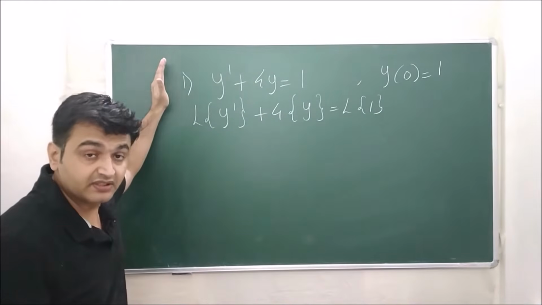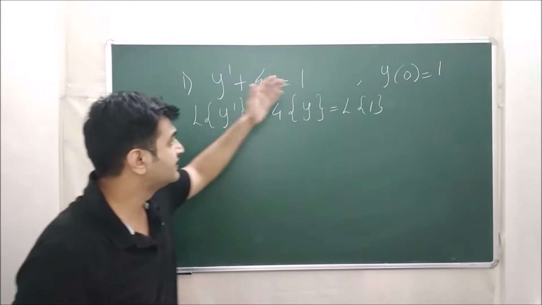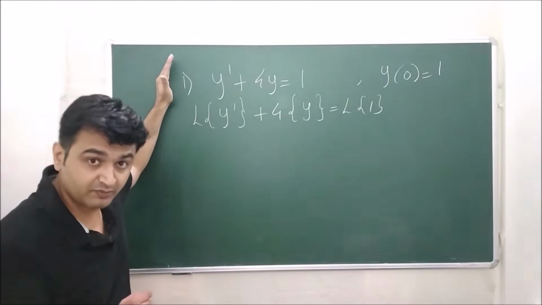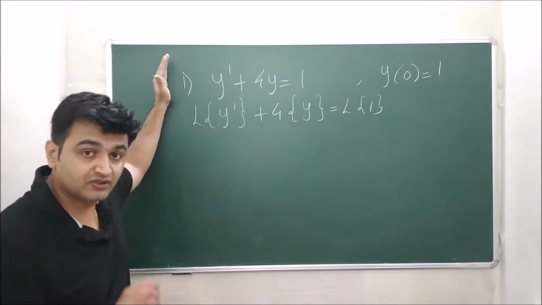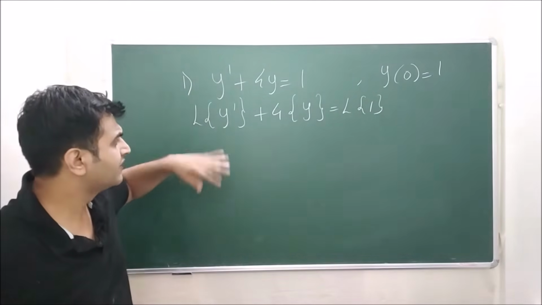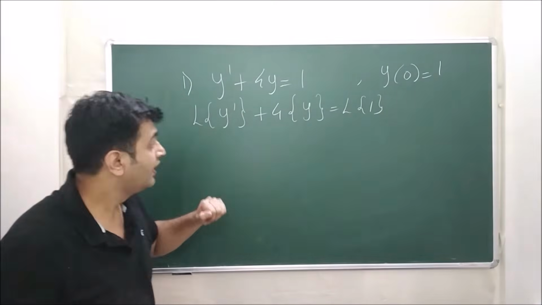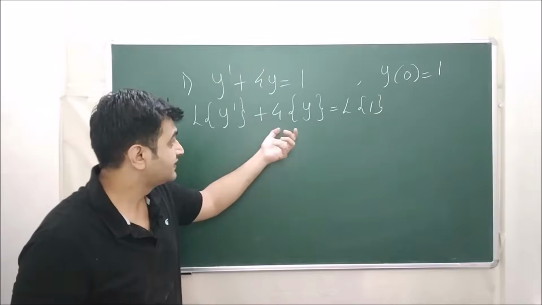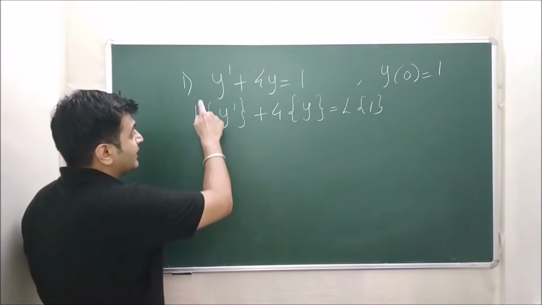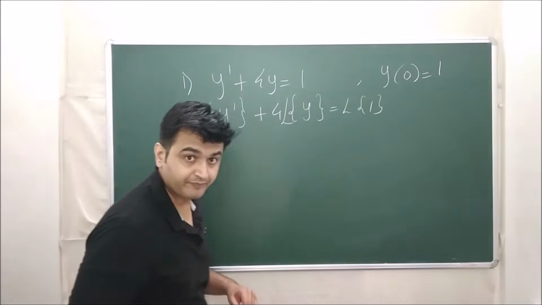So suppose this initial value problem is given to you. Now I want to find its solution. Well, one way is you can go by variable separable, that you can always do, but let me do this by Laplace transform. So you apply Laplace on both sides. Now since Laplace is linear, this Laplace will go inside. So this is Laplace of y dash plus 4 into Laplace of y equal to Laplace of 1.